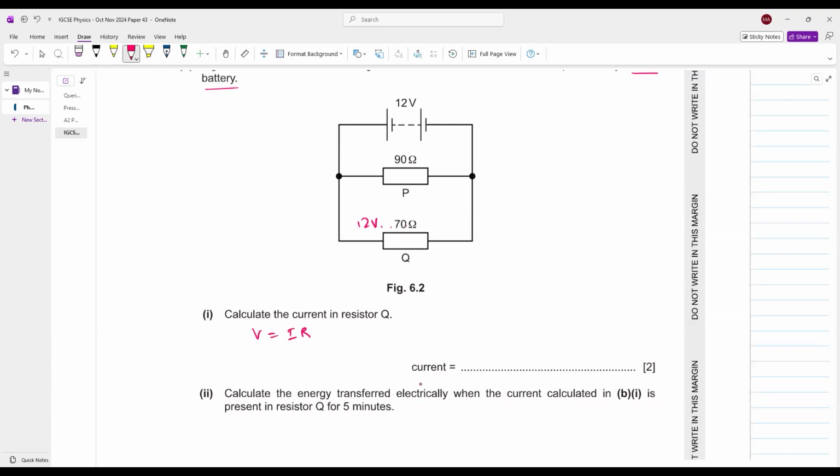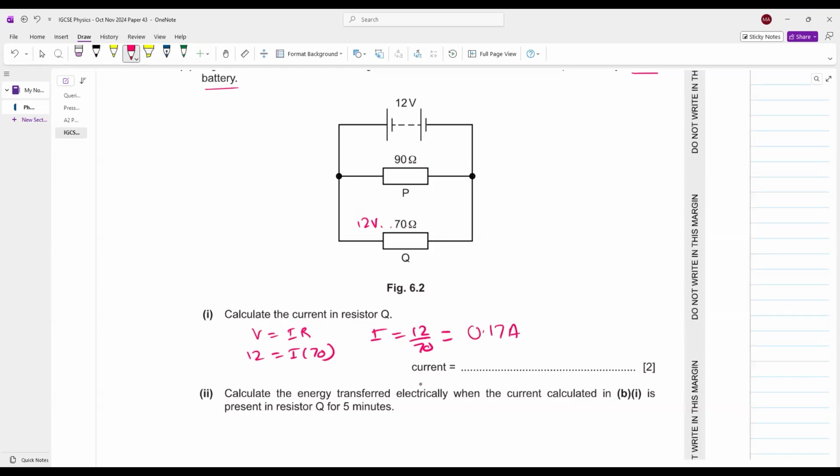V equals IR. Voltage is 12, we have to find the current, resistance is 70. Can you calculate the current? Yes, 12 divided by 70. What does your current come out to be? 12 divided by 70. The current comes out to be 0.17 ampere.